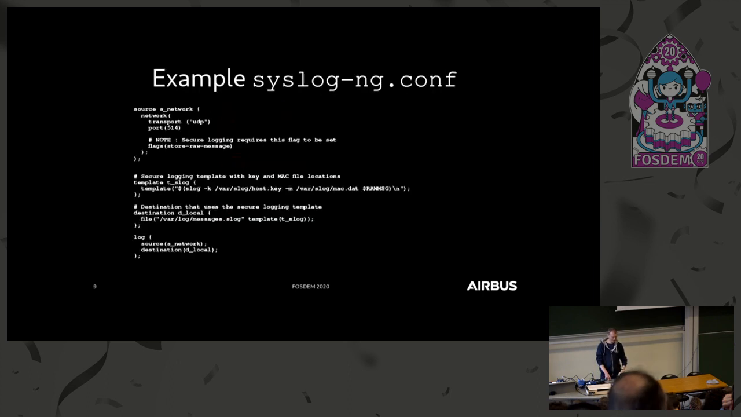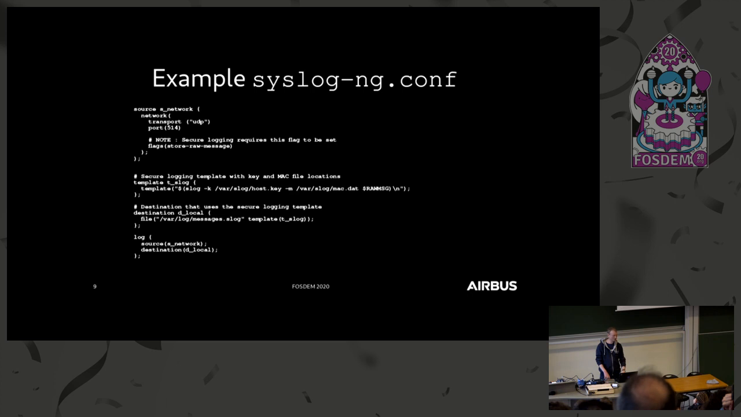So how would that look like if you configure it? Well, this is very simple. So you see here a minimal syslog-ng configuration file. It's not very fancy. It doesn't use any filters. But you see here there is a network source, so standard syslog. And here you see our template. That's everything that we added. And we didn't need to write any configuration file code or configuration file parsing code. Everything was already there. So we just used the interface of syslog-ng. So what you see here is the S-log, which is the secure logging template that we added.